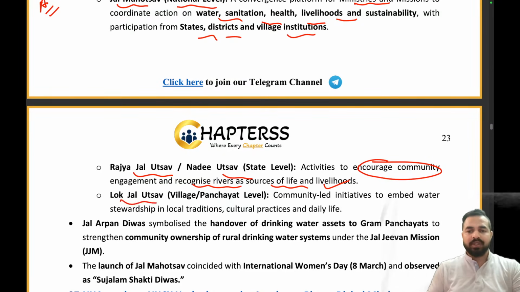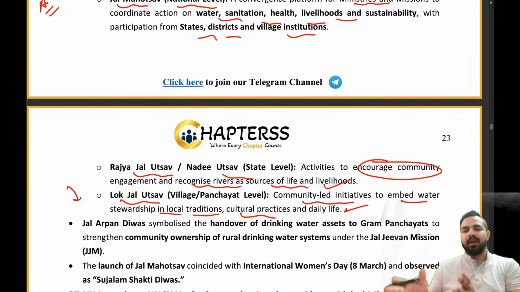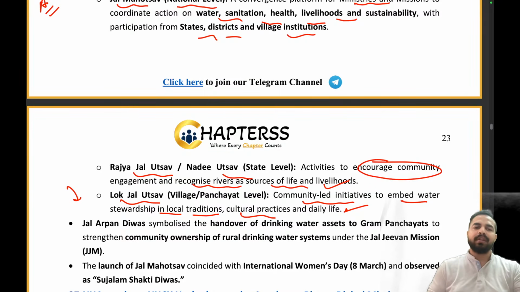Then in the Lok Jal Utsav, we are running community-led initiatives to embed water stewardship in local traditions. We want to induce water conservation in the local tradition, in the cultural practices, so that water conservation is not an additional activity, but we follow it as a part of the traditional or cultural practice, right? So that's where we have come up with these 3 levels of the Jal Utsav. One is the national, then Rajya level and the Lok or the village or panchayat level. So these are the 3 levels for the Jal Utsav.